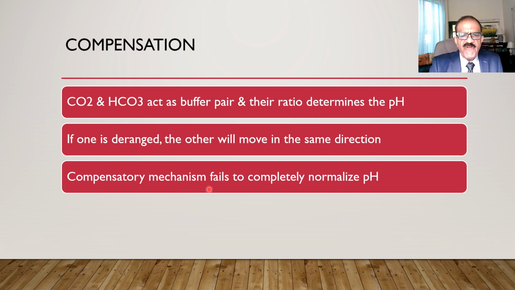Compensatory mechanism fails to completely normalize pH. Now, a compensatory mechanism can be called 100% efficient if it normalizes pH. So these compensatory mechanisms are not actually 100% efficient. They minimize the change but are usually unable to correct it completely. Now what is the implication? Implication is despite compensation, the final pH will still be the same as the original abnormality.